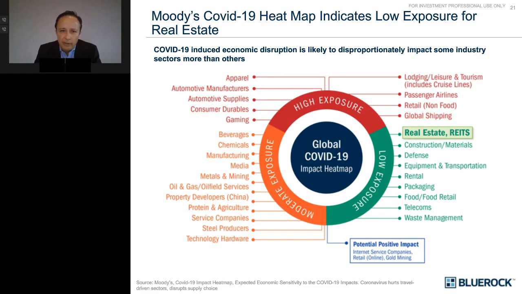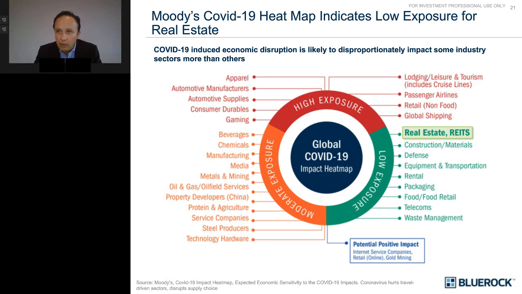What is the relative value of real estate today? Moody's put out a good COVID-19 heat map, which talks about high exposure industries. You can see global shipping, retail, passenger airlines, lodging, leisure, tourism, cruise lines, gambling, and so on and so forth. Those are the industries that are going to have a longer recession and have a harder time recovering. And then you've got some moderate exposure industries and then low exposure industries, and real estate is one of them.